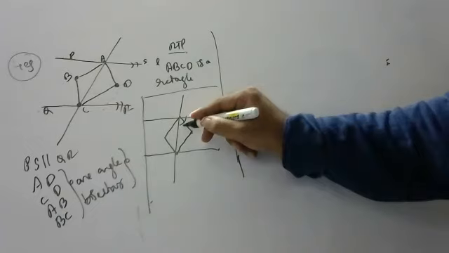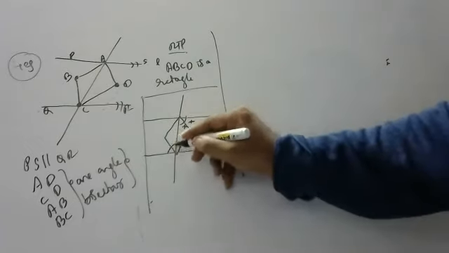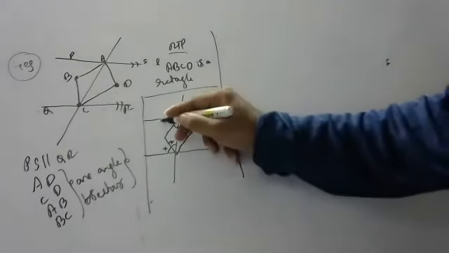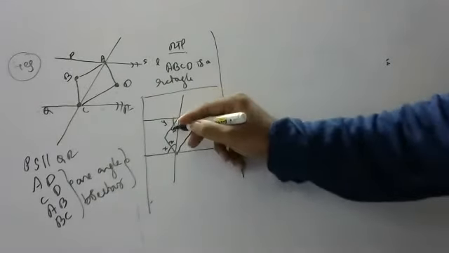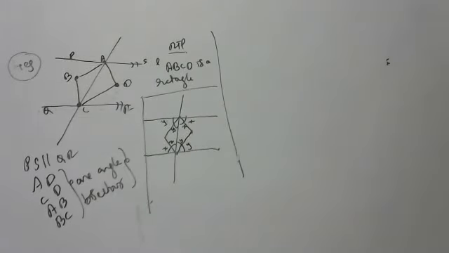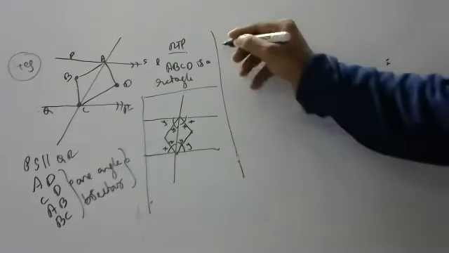Children, if this is x and this is x, this is also x and x. Can anyone say why? Alternate interior angles are equal. Fantastic. Very good. This is also y and y. Why, children? Alternate interior angles are equal. Very good, children. All are telling very nicely.